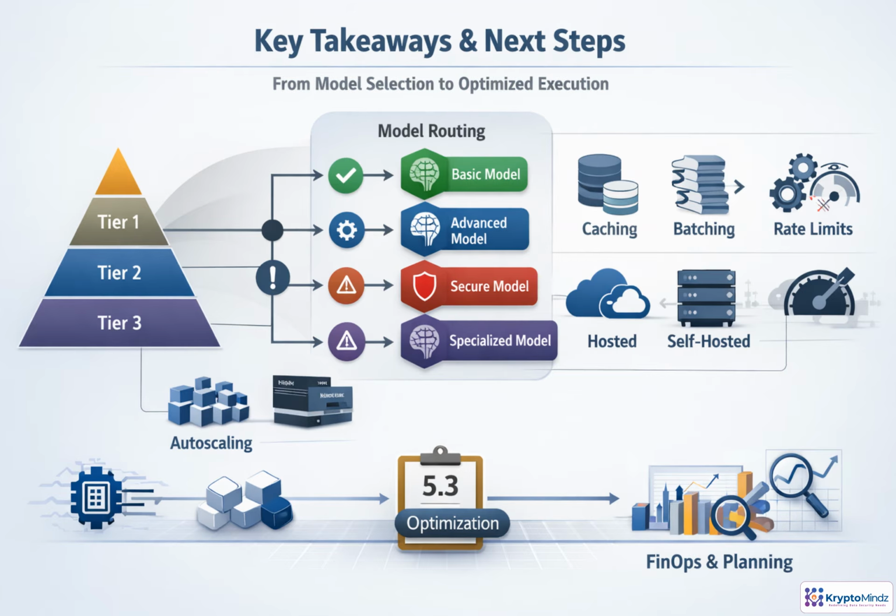Cost control starts with choosing the right model for each request. Tier models by capability, latency, safety, compliance, and cost. Then route work dynamically at runtime. Compare hosted and self-hosted options through total cost, not token price alone. Next, we optimize execution with caching, batching, rate limits, and performance tuning. Right model, right task, right cost, right time.